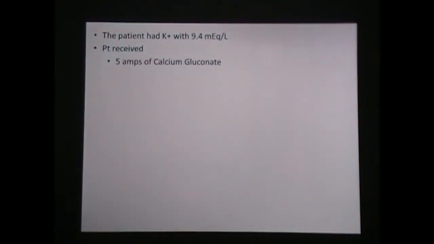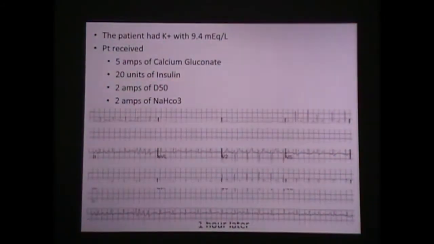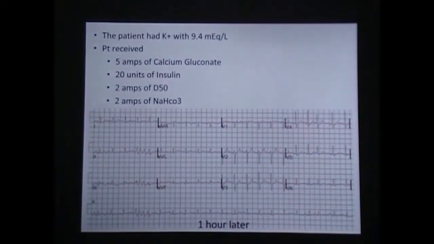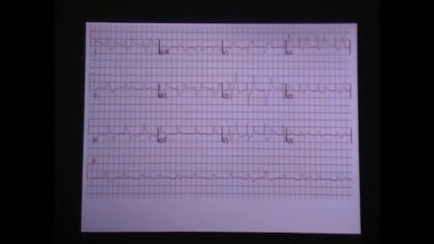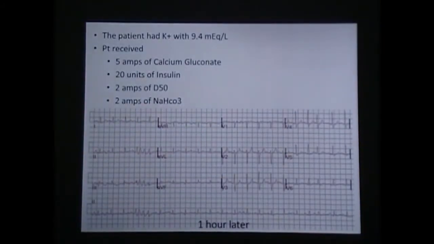So let's go back. Oh, actually, I think I did. Hold on. I gave you that. So this is an hour later after receiving those meds. Obviously, they're going to have to be dialyzed. Those meds are short-term interventions. But so it went from that to that.